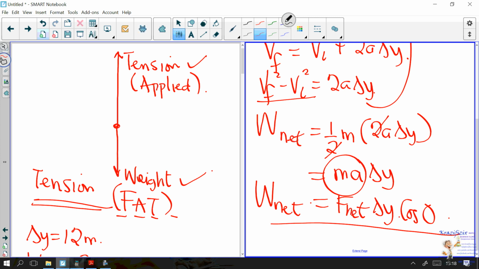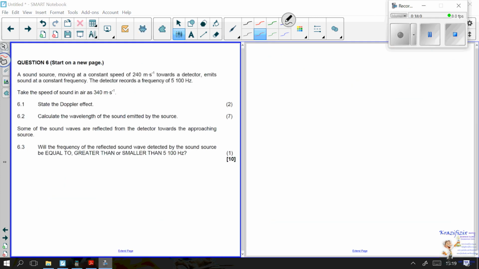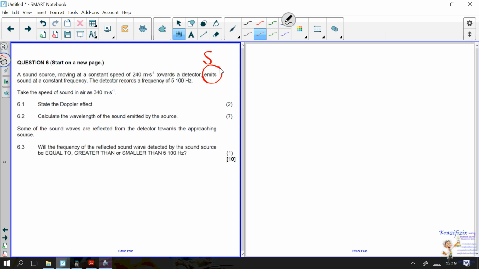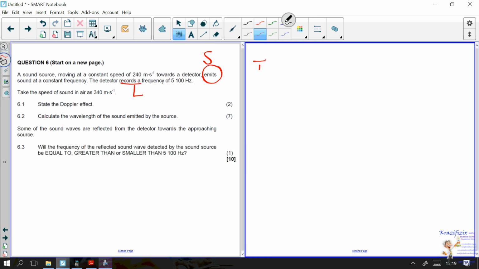Quickly now, let's run through question 6. I'm sure we know what question 6 is. Doppler effect. A sound source moving at a constant speed of 240 meters per second towards a detector emits sound at a constant frequency. When you see the word emit, we're talking about the source. The detector records a frequency of 5,100 hertz. When you talk about record, you're talking about the listener. Take the speed of sound in air as 340. Define the Doppler effect, 3 marks.